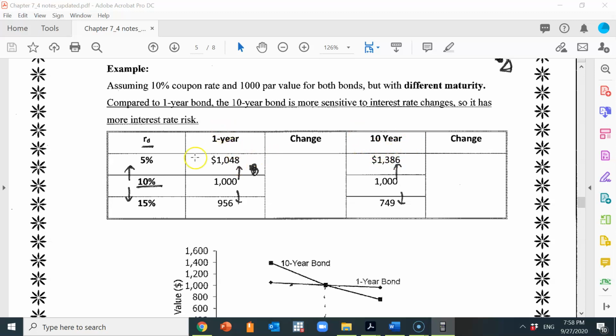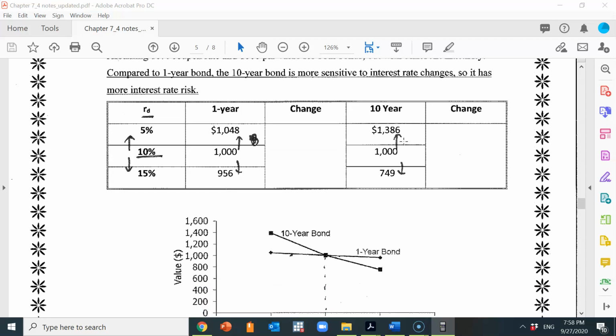Here we can see that when RD changes from 10% to 5% or from 10% to 15%, the 1-year bond increases from 1,000 to 1,048 or decreases to 956. However, the 10-year bond increases more to 1,386 or decreases more to 749. With the same change in RD, the 10-year bond has a bigger change in price. So we say the 10-year bond has higher price risk or interest rate risk.